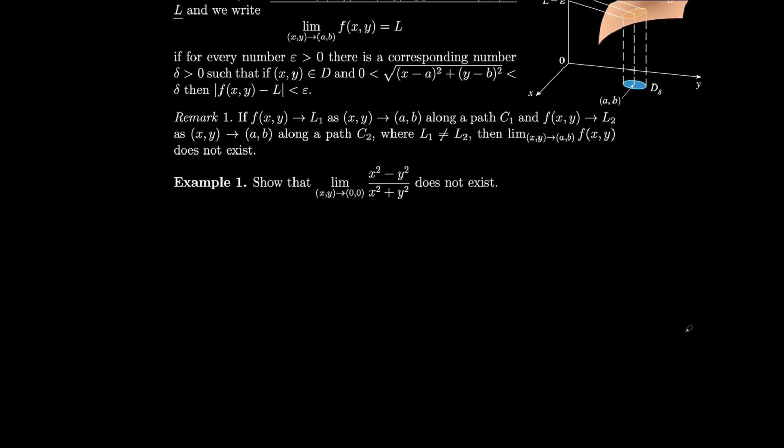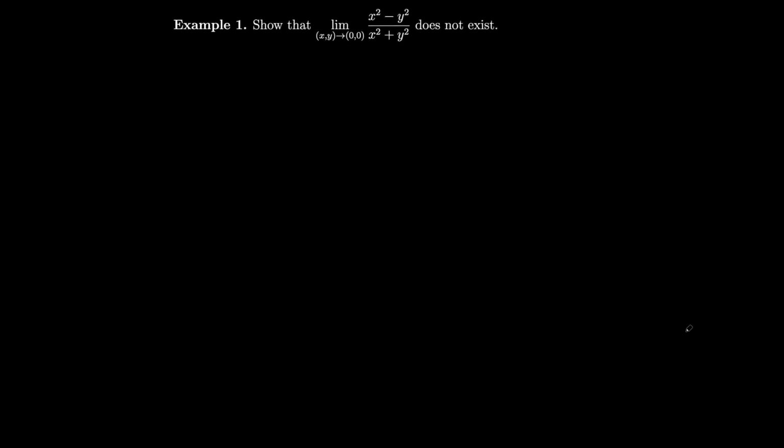So as an example of that, let's look at the limit of (x² − y²)/(x² + y²) as (x, y) approaches (0, 0), the origin. So to show that this doesn't exist, how about we first set f(x, y) equal to what we're taking the limit of, (x² − y²)/(x² + y²), and let's choose a couple different paths to approach on.